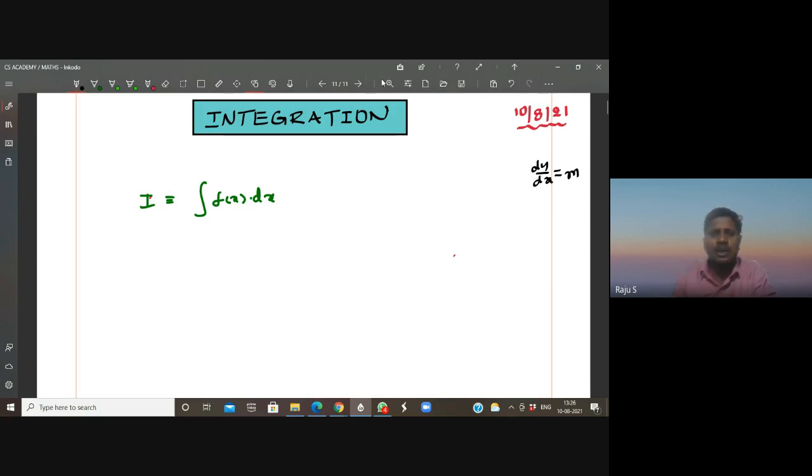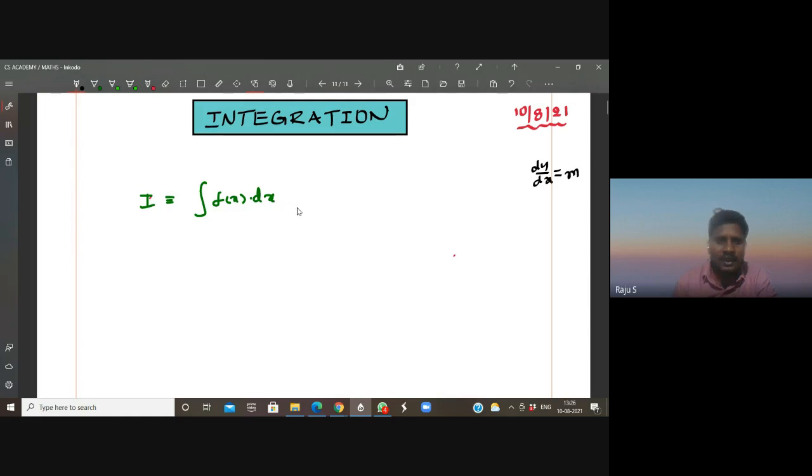There are 2-3 names: integration, antiderivative, or primitive of the function. Primitive of the function, integral of a function, antiderivative of the function, all are nothing but integration. Simply remember here, integral I is equal to integral f of x dx.